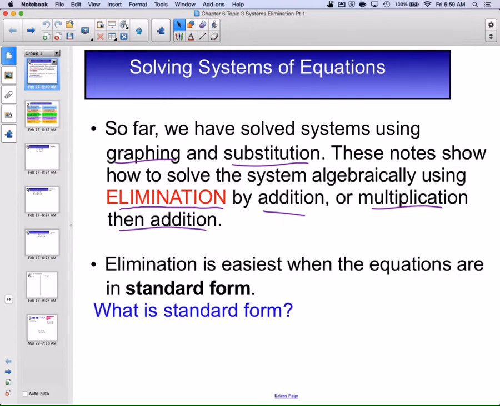Elimination essentially gets you to eliminate one of the variables to solve for the other and then plug it back in. This is the best method used for standard form. So it's a reminder here, what's standard form? Well, you should remember that it's ax plus by equals c, as we've seen in the previous chapter. Okay.